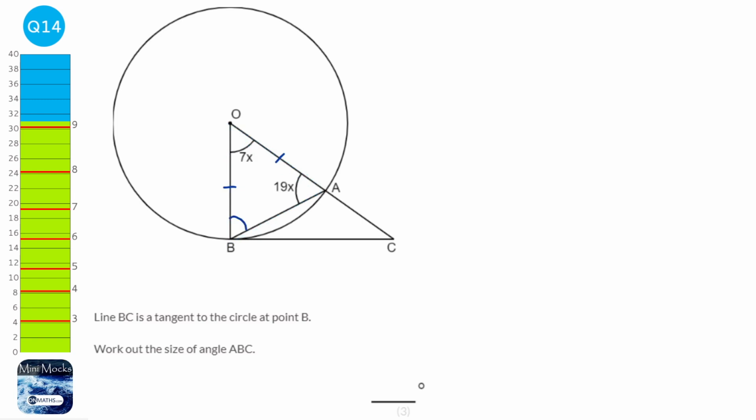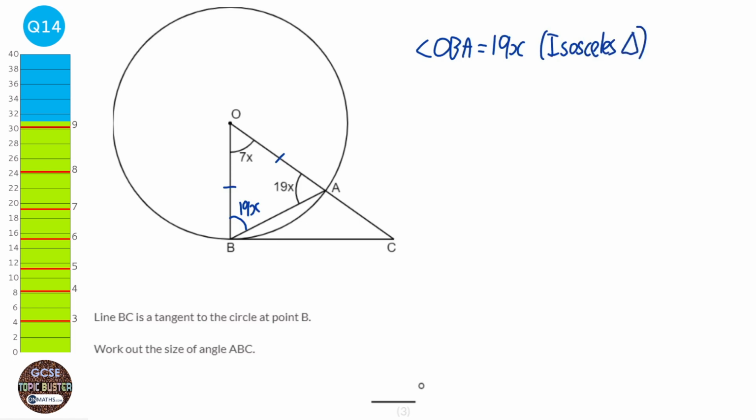So this angle here is going to be 19x as well, and we've got to write that down. So we're going to say angle OBA is equal to 19x, and the reason is it's an isosceles triangle. Okay, so we know these two are equal.